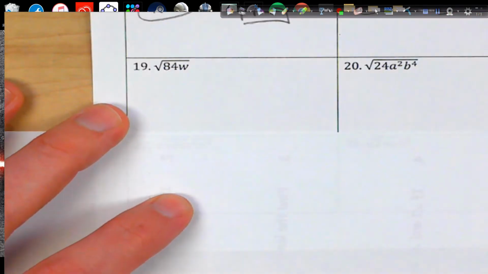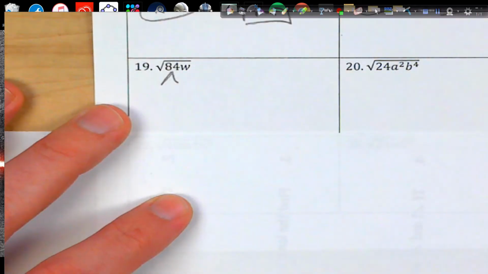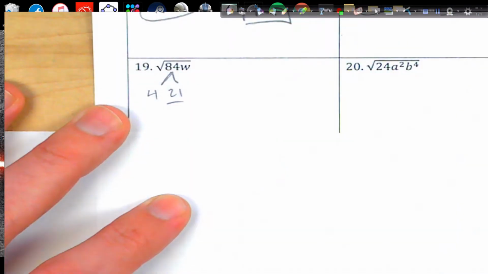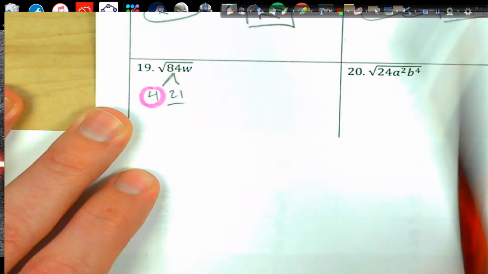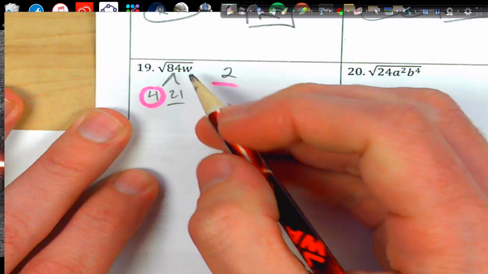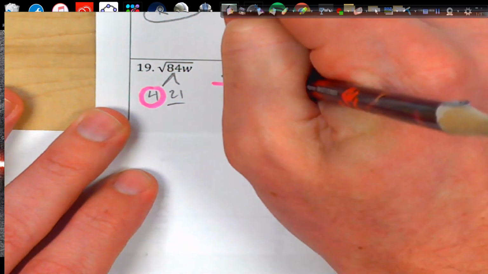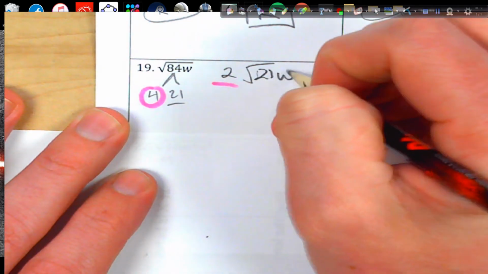Let's continue this down over here. We have the square root of 84. I'm going to try 4. I'm pretty sure 4 goes into this. I'm going to try my calculator. It does. We get 4 and 21. 21 is a prime number, so it's not going anywhere. But 4 is a perfect square, which means I'm going to be able to pull 2 out. But w is all alone. I can't pull anything out, so w is going to stay behind. And so does the 21, so we're going to get 21w.